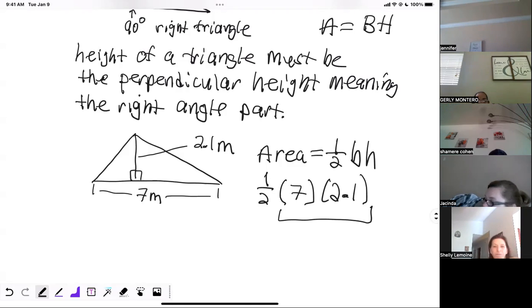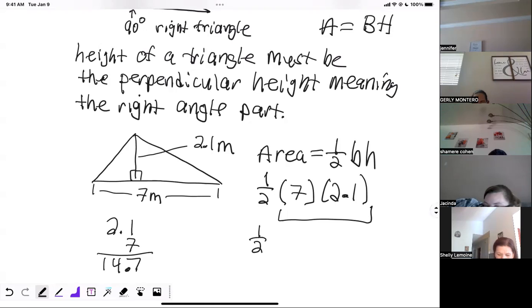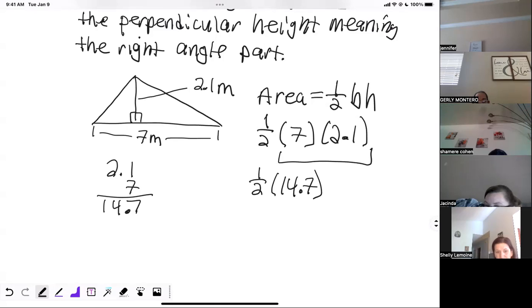All right, so I'm going to do over here 2.1 times 7. 7, 14, moving 1 decimal place. So I really have a half of 14.7. So yeah, I'm going to do a decimal for 1/2. I'm going to make it 0.5. So I'm going to do 0.5 times 14.7.